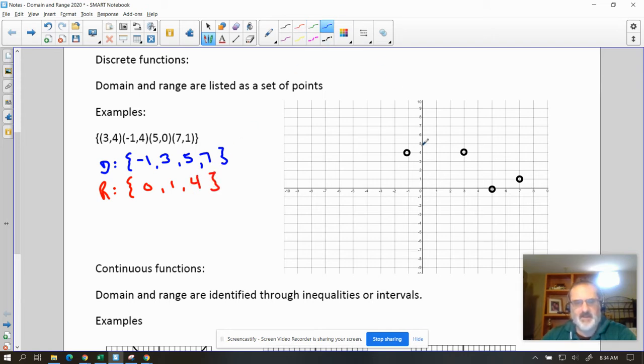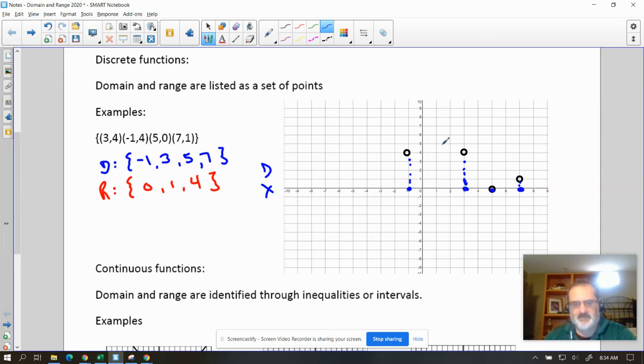There's another way to look at it. The x-axis is your domain. So if I drop all these points to the x-axis, these two get dropped to -1 and 3. This one is right on 5, and this one gets dropped down to 7. So I have -1, 3, 5, 7.